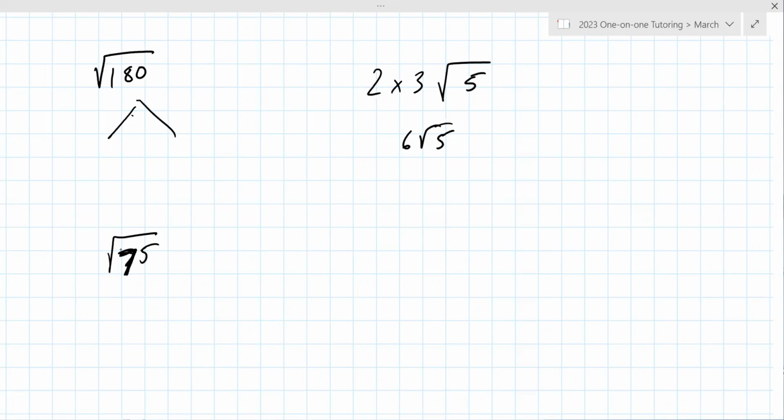So this piece, 3 square root of 5. It is 3 squared 5. Perfect. Very good.